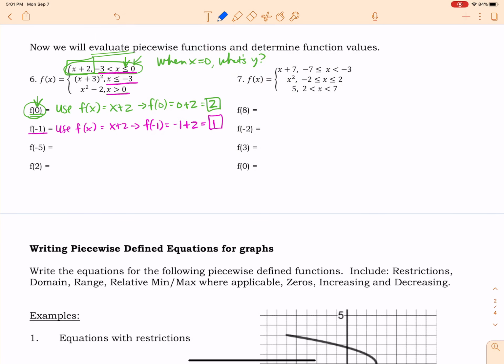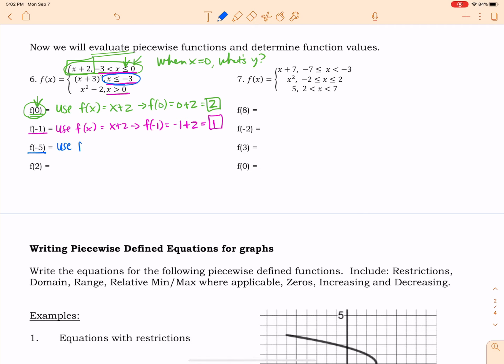All right, the next one asks us, what is f of -5? Guess what I'm going to do? The exact same thing I did already. All right, so if you will notice, -5, let's see where it fits. It doesn't fit in between 0 and -3 because it's less than -3. But it does fit this right here, x less than or equal to -3. -5 is less than that, so that's the one we're going to use.